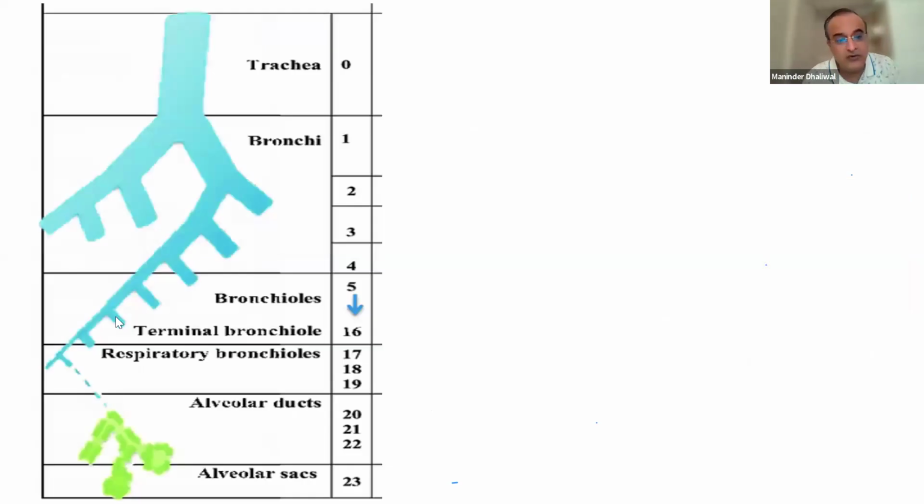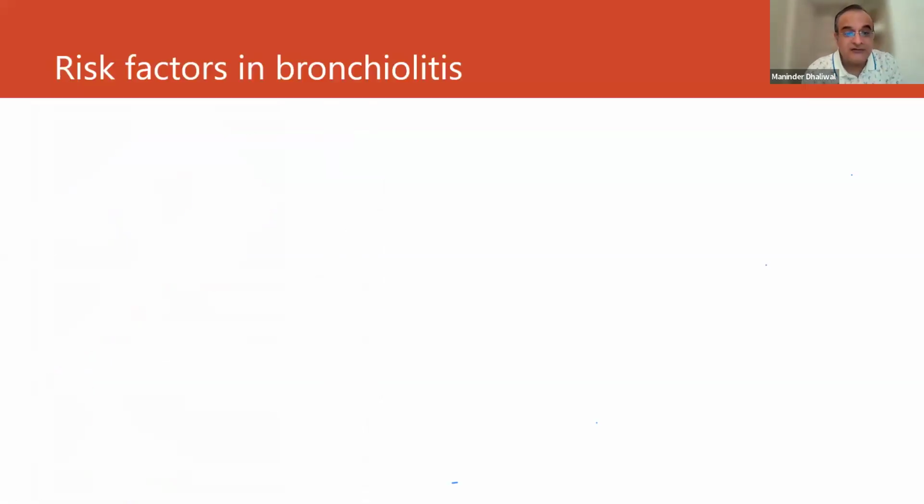Now, this is what I want to show you: asthma acts at the bronchioles level, whereas bronchiolitis acts at the level of the terminal or respiratory bronchioles. They are very different. Over here, the mechanism is much different. It's a spasm which has happened here. Over here, it's the clogging of the airways that has happened, and clogging cannot be broken down by your steroids or bronchodilators.